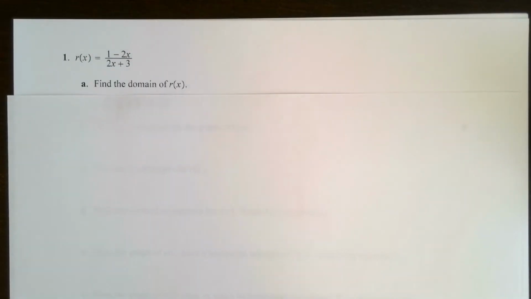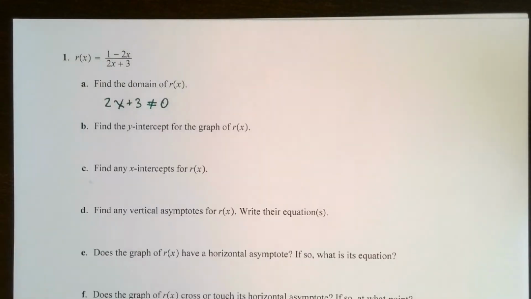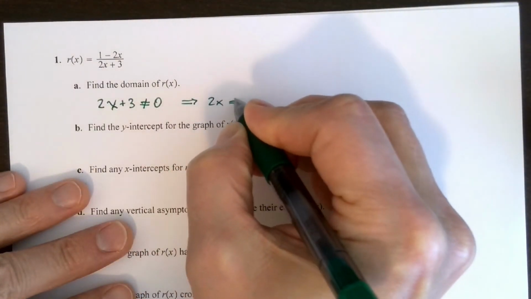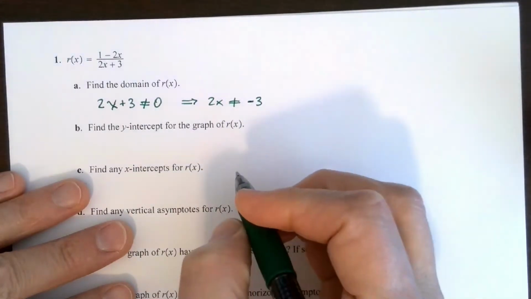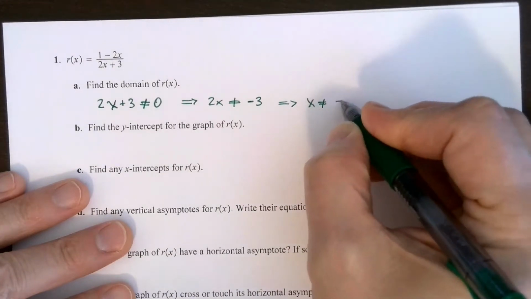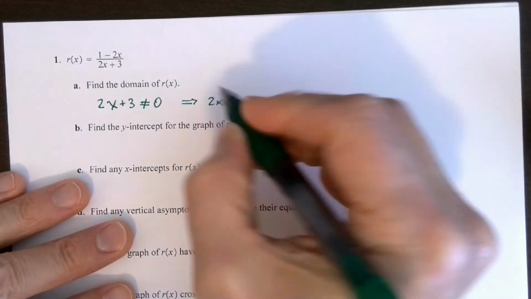So the first question then is, what's the domain for this function? To find the domain, remember that we need to find the restricted values, the values of x that make the denominator 0. So I'm going to start with just saying the domain will be all real numbers such that the denominator is not equal to 0. Well, if 2x plus 3 is not equal to 0, then 2x cannot equal what? Negative 3. And therefore, x cannot equal what value? Negative 3/2.